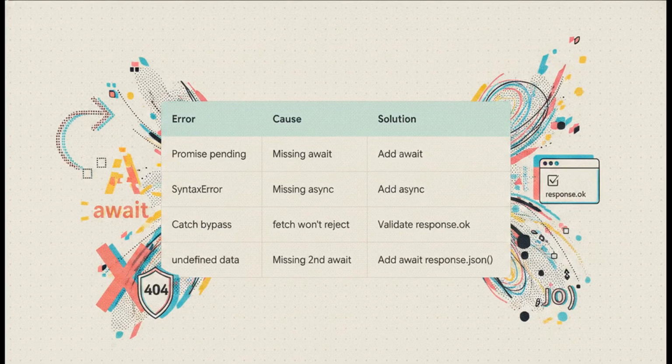This right here brilliantly maps common console symptoms straight to quick, actionable solutions. If you see promise pending logged to your screen, the cause is super simple. You forgot an await. If your catch block is completely bypassed on a 404, you forgot to validate response.ok. This table is basically your cheat sheet for solving the most frustrating silent errors in web development.